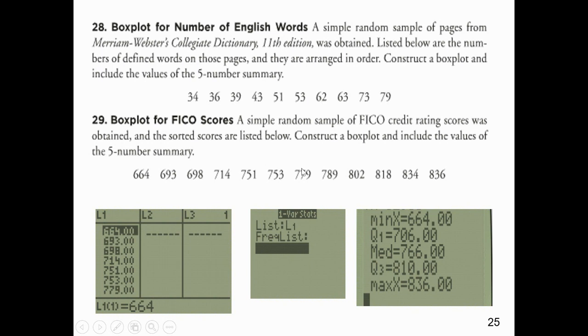For the next set, numbers are large, but gee, there's only what, 2, 4, 6, 8, 10, 12 numbers. It takes about 30 seconds. All on list one. I went to stat, calculate one variable stat. L1 is where my list is. And here's my calculator telling me everything I want. Now, did I need to have it tell me that 664 was the smallest? No, I could figure that out. And I knew what the highest number was, 836.